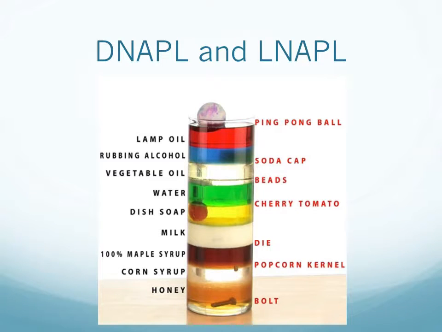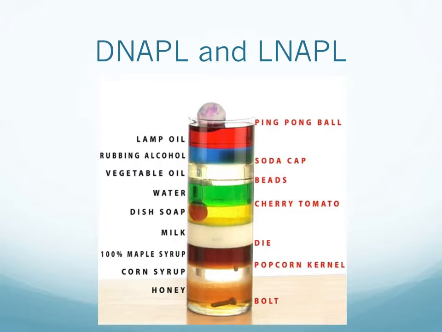Other contaminants are called DNAPLs and LNAPLs. DNAPL stands for dense non-aqueous phase liquids, and LNAPL stands for light non-aqueous phase liquids. All you have to know for that is the non-aqueous part means that it does not mix into the water. And the dense part means that it is more dense than water. The light part means that it is lighter than water.